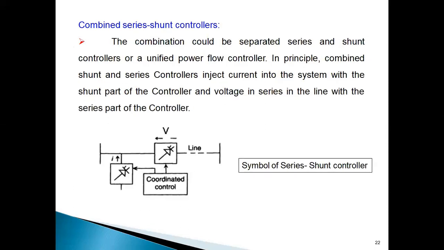And we have the last one, combined series-shunt. For that, the example is the unified power flow controller that we'll be discussing in detail. This is how we have coordination between these two converters, one series converter and another shunt converter. So the best example is the unified power flow controller. It has the benefit of combining the features of both shunt and series controllers.